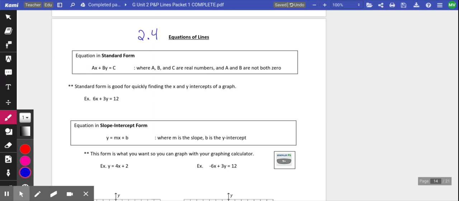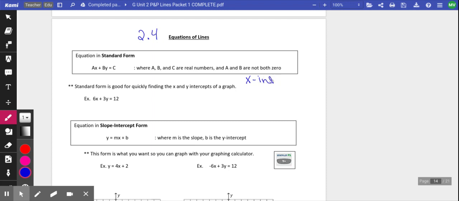So, equations in standard form. Standard form is when it looks like ax plus by equals c, where a, b, and c are just real numbers, and a and b can't both be 0. This is the best way to find our x and y intercepts. So remember, your x-intercept is where it crosses the x-axis, and the y-intercept is where it crosses the y-axis.